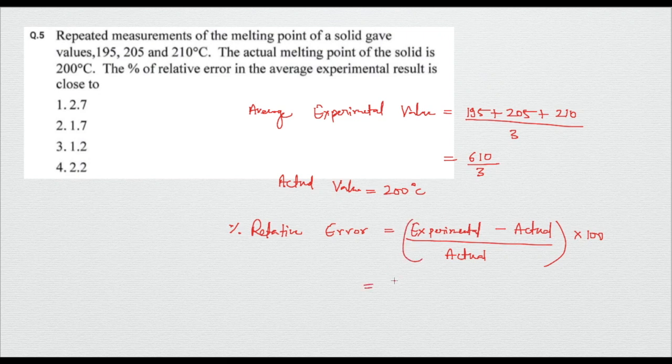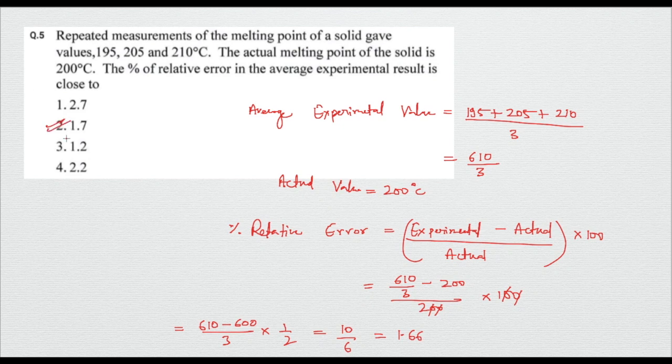So let's try to solve it. Experimental value is 610 by 3, actual value is 200, divided by 200 and into 100. If you just solve, these two zeros can be cancelled out with these two zeros, and in the numerator you will get 610 minus 600, since I have taken LCM as 3, and into 1 by 2. Or you can say that this is going to be 10 upon 6, or 1.66. So that is going to be the relative error, or you can round off this value and the answer will be option number 2, that is 1.7 as the relative error, right?